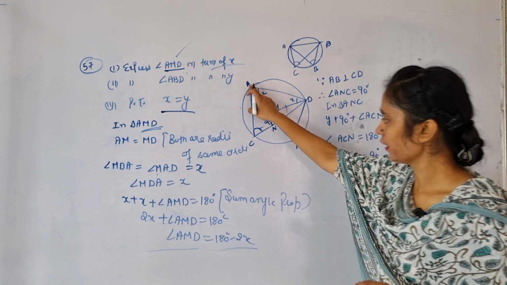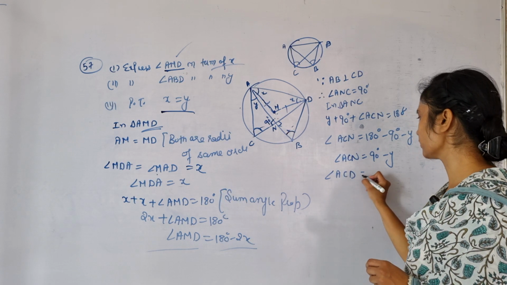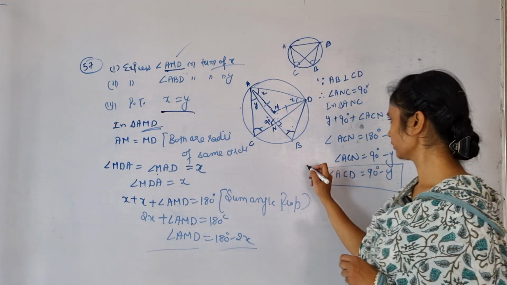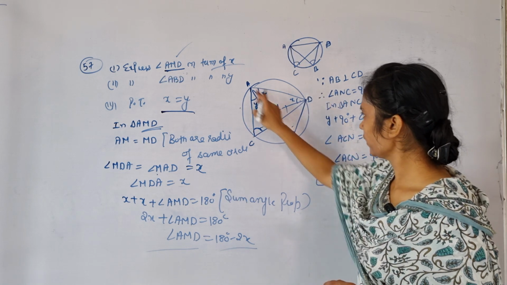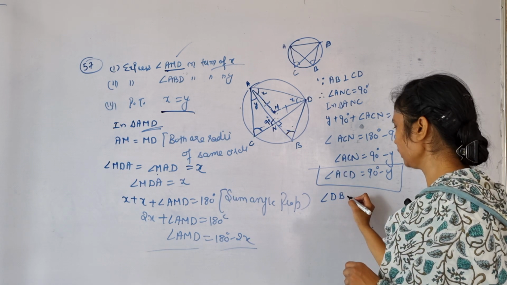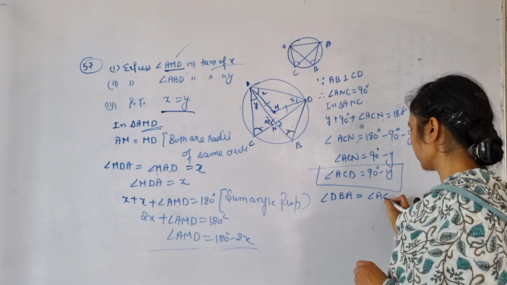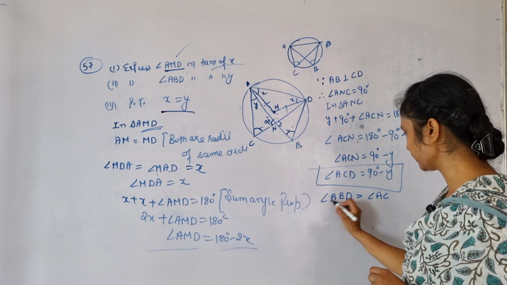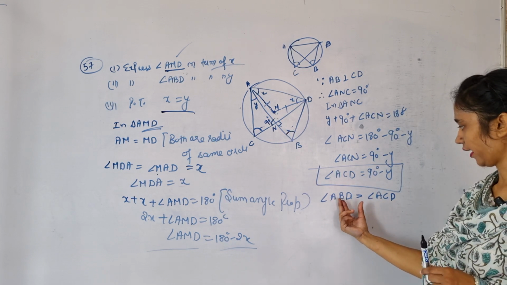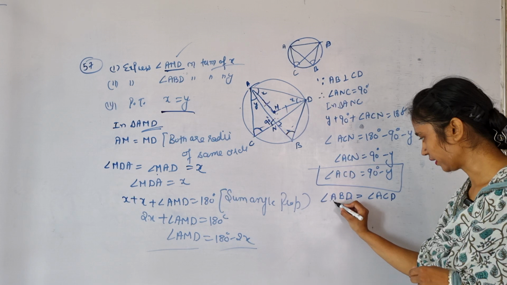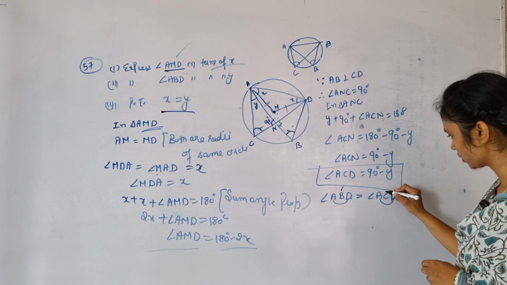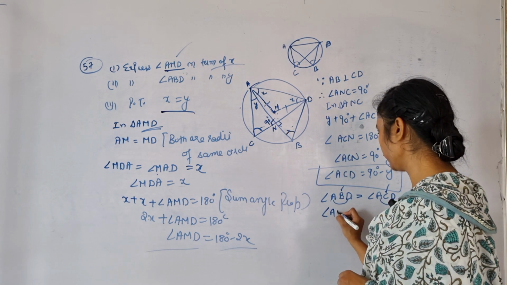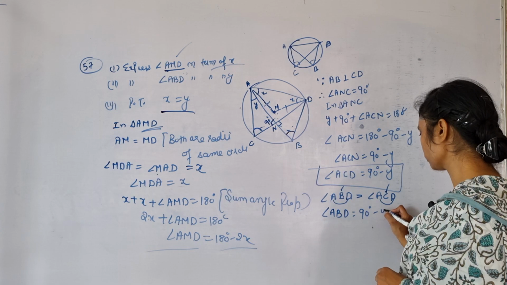ACN is the same as ACD. So ACD is equal to 90 degrees minus y. Extend the line a little, it will not affect the angle measurement. Okay, so we know that angle DBA is equal to angle ACD. Here you can write A and D, it will look nice. The angles formed by AD at B and at C, by the same chord, are both angles in the same segment, which means these two angles will be the same. So angle ABD will be equal to 90 degrees minus y.